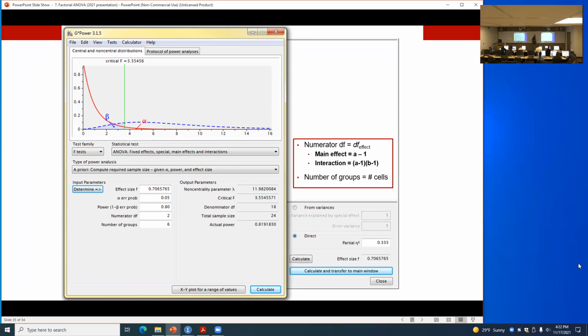And again, in G*Power, under tests, if we go to ANOVA, fixed effects, special, main effects and interactions, that's just our factorial design. For a priori power, we can go through and hit determine to get our F. You can enter that directly, or you can just drop a partial eta squared in there and transfer it over. Here's degrees of freedom for main effect and interaction. So you just remember how to calculate that piece, but if you have a partial eta squared, you can drop that in and it calculates it automatically.